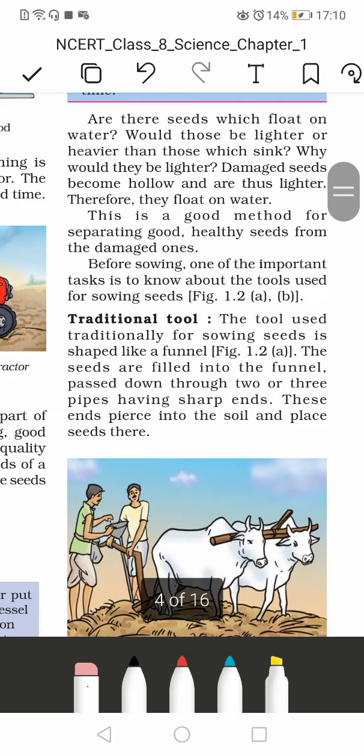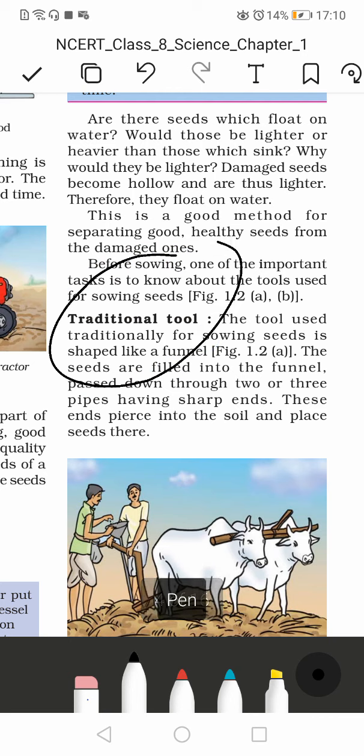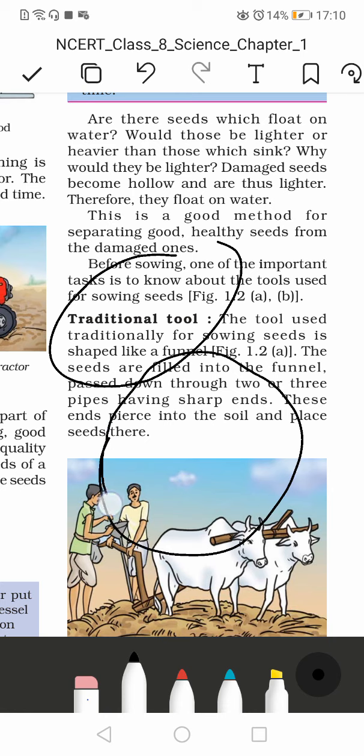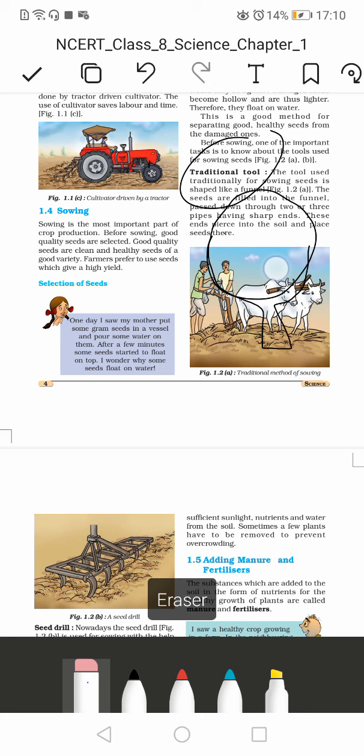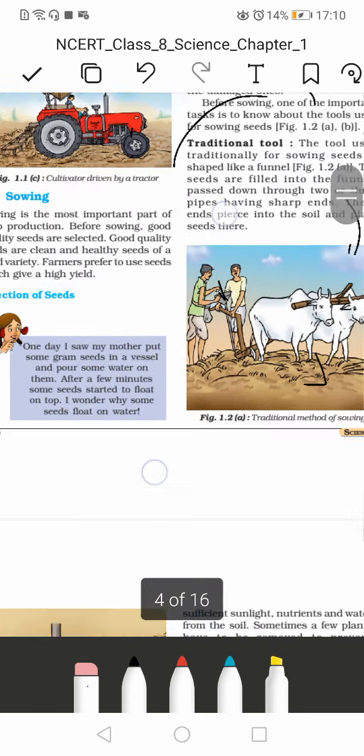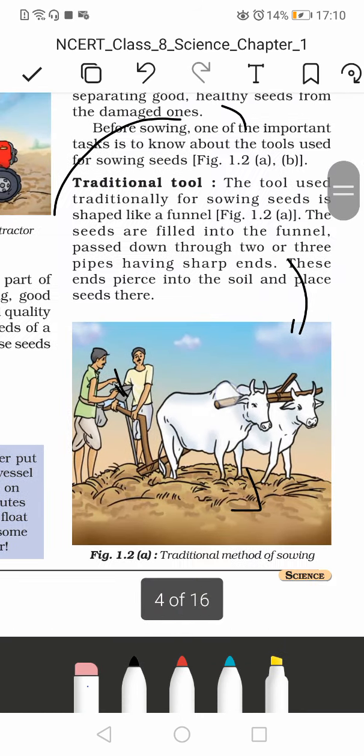Okay, now we're moving on to the tools. The first tool is called the traditional tool. The tool is traditionally used for sowing seeds, and it is shaped like a funnel. You know what a funnel is? It's like that, something like that. You put a lot of stuff in it. The seeds are filled into the funnel and passed down through 2 or 3 pipes that have sharp ends. These ends pierce into the soil and place the seeds there.